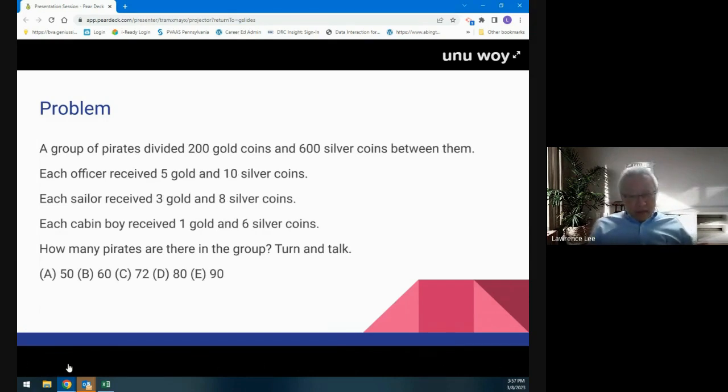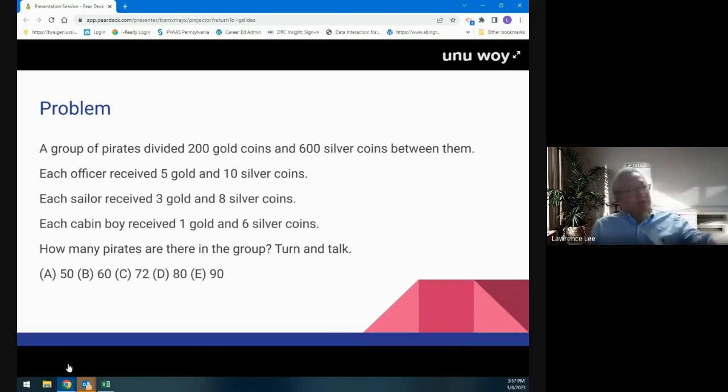And Elena wrote out divisible by 3, which is pretty cool. So a group of pirates divided 200 gold coins and 600 silver coins between them. Each officer received 5 gold and 10 silver. Each sailor received 3 gold and 8 silver. And each cabin boy received 1 gold and 6 silver coins. How many pirates are there in the group?